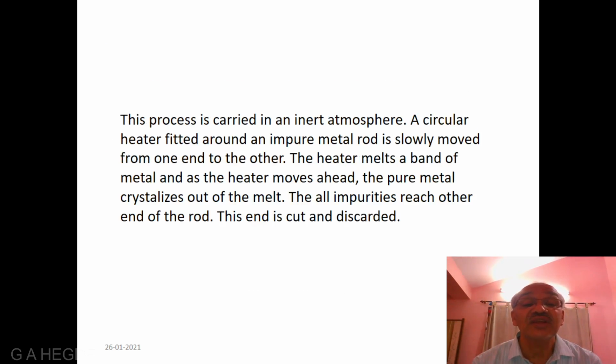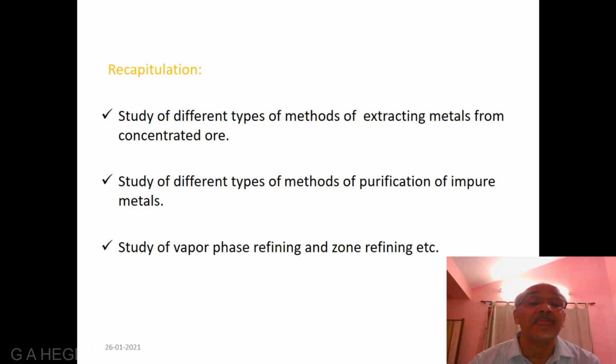This process is carried in an inert atmosphere. A circular heater fitted around an impure metal rod is slowly moved from one end to the other. The heater melts a band of metal, and as the heater moves ahead, the pure metal crystallizes out of the melt. All impurities reach the other end of the rod. This end is cut and discarded.